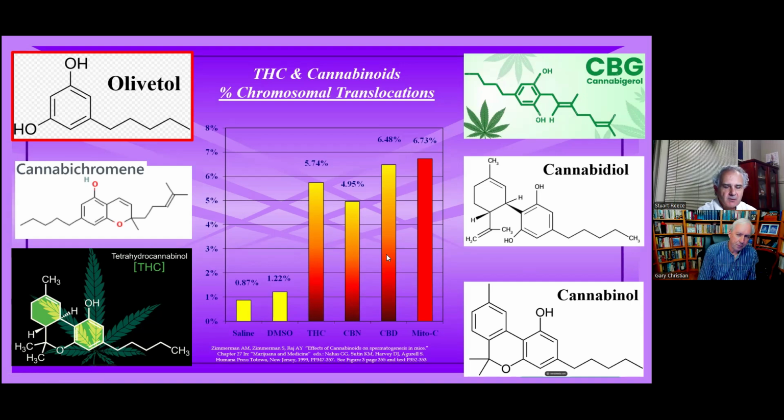And so then you come to this chromosomal translocation assay. They've looked at the number of chromosomal translocations. They've got controls here: about 1% saline, and DMSO, an organic solvent commonly used in the lab. This is a positive control, mitomycin C, a cytotoxic chemotherapy agent. It's about 7% translocations after mitomycin C. And THC, cannabinol, and cannabidiol have 4, 5, and 6% translocations, in the region of the positive control. So this is chromosomal translocations.